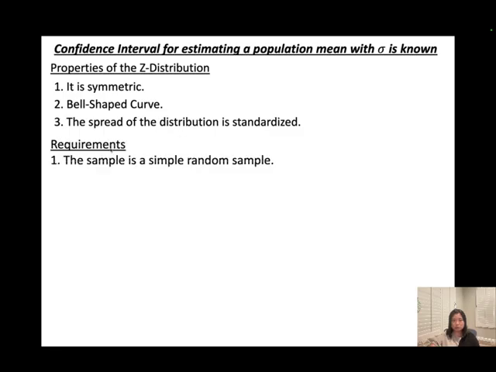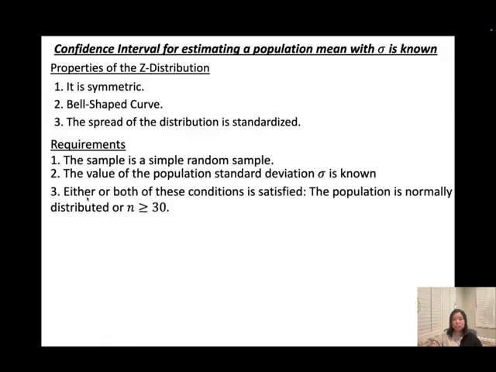And then the requirements. When we construct the confidence interval, we need to fulfill the requirements. First, a simple random sample. Second, the value of the population standard deviation is known. This is given. Sometimes they will give the sample standard deviation instead, and then we don't use the Z distribution; we're going to talk about it in the next sessions. Number 3, either or both of these conditions are satisfied: the population is normally distributed, or the sample size is greater than or equal to 30. Remember in session 6.3, we wanted to apply the central limit theorem. So these 3 requirements have to be fulfilled.